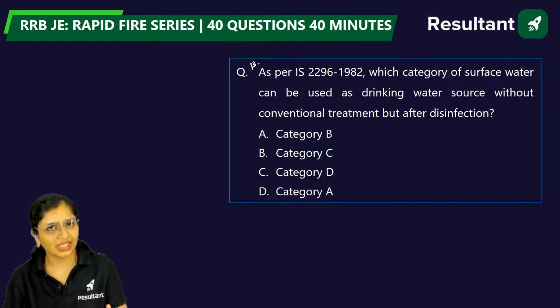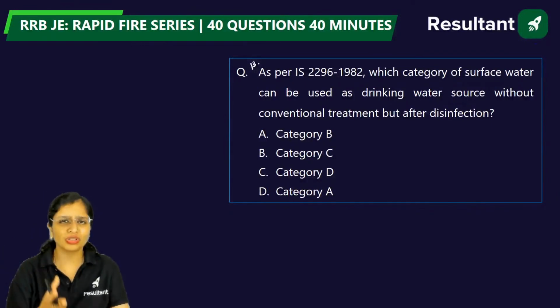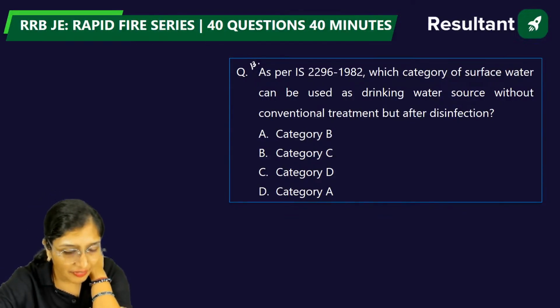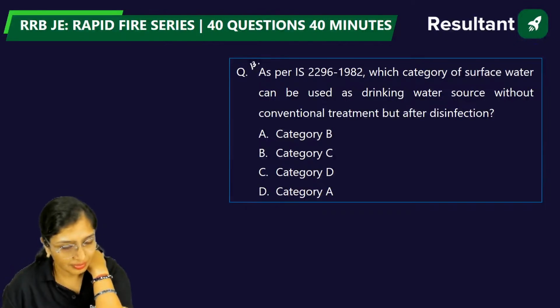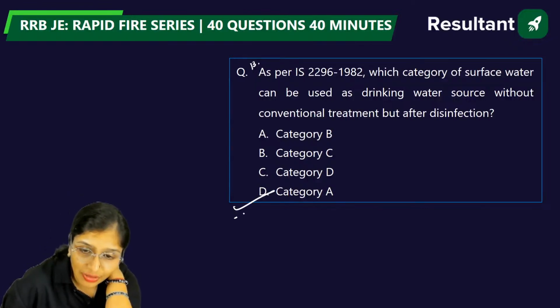That means there's one category which you don't need to do the treatment like screening, aeration, plain sedimentation or coagulation aided sedimentation, nothing. Only do disinfection and you can supply. So which category is that? Come on, guys. Which category is that? Quick, guys. Which category is that? That is category A, or you call it as class A.